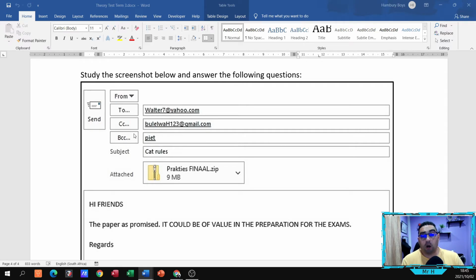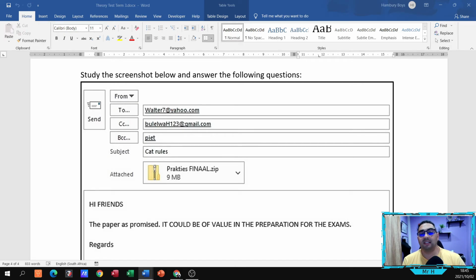Cc stands for carbon copy. In other words, it is a copy of the email that will be sent to somebody else. The beauty of it is, if I'm sending this to Walter and I've got the Cc, Walter will be able to see who I've copied in on the email. So let's say I'm sending this email, maybe I've put together an assignment and I'm sending it to the teacher. I can actually copy in my parents in that mail, so that they also have proof that I did send the teacher that particular email.